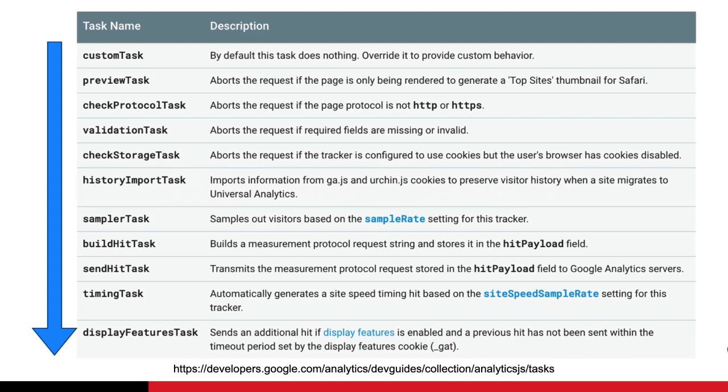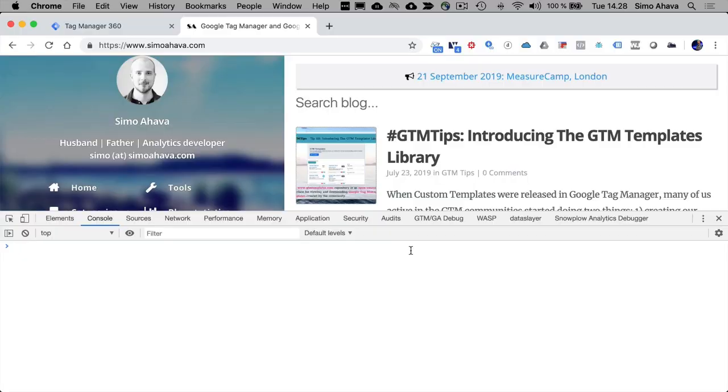Timing task checks if the hit falls into the site speed sample rate setting. So if the hit is considered to be sampled for timings, page timings, then the timing task will fire a timing hit to Google Analytics to tell GA about things like page load speed and DOM load speed and so on. And finally, the display features task will send a hit to DoubleClick if display features or advertising features have been enabled, and if it's not within the throttling time. So these tasks are what GA runs automatically, and they're very fundamental to how analytics.js works. And with custom task, we now have a way to manipulate how this task queue is processed and in what order. Let's take a quick look at how tasks work.